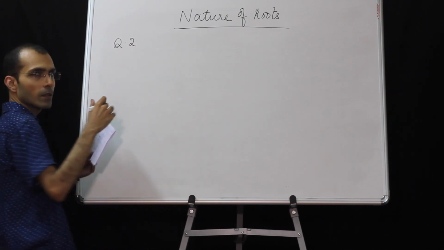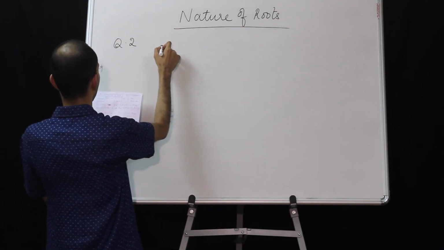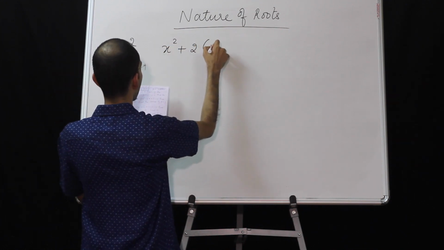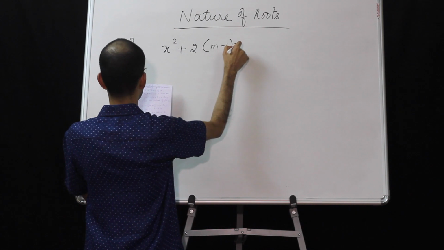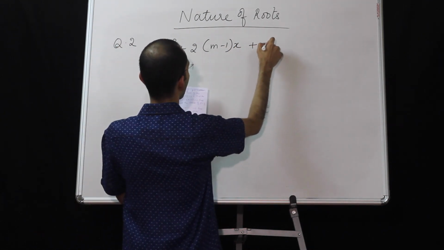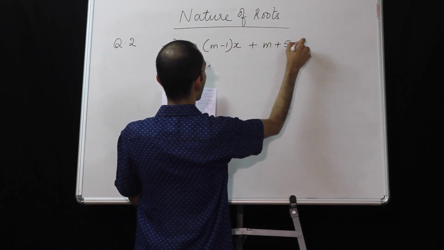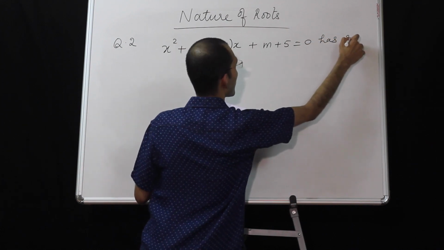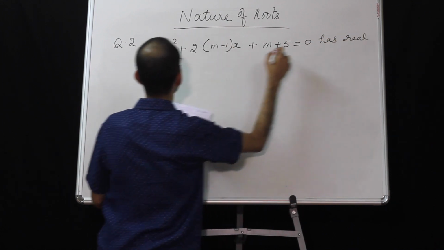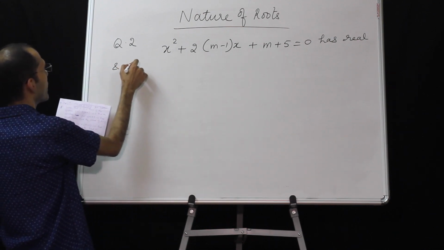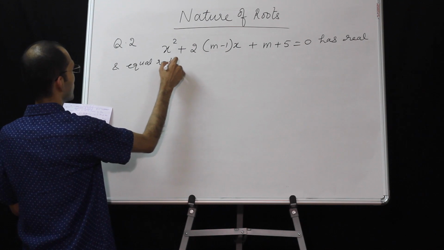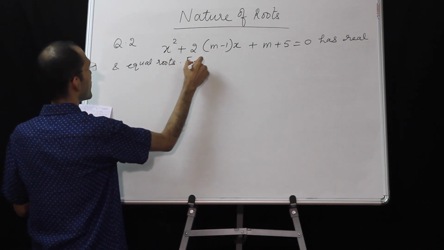Question 2, advanced version. x square plus twice of m minus 1 into x plus m plus 5 equaling 0 has real and equal roots. Find m.